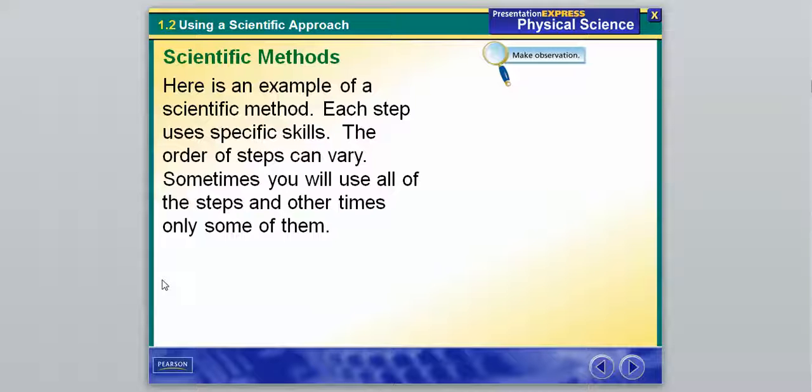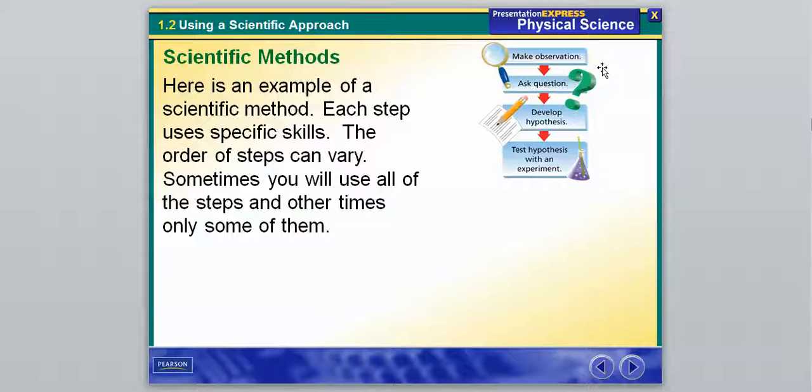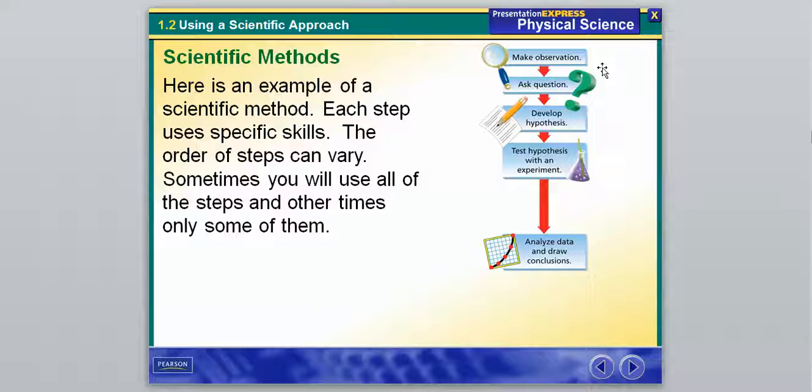The first step, if you look over there on the right, is to make an observation. You're always going to start by making an observation. You have to see something to begin with, and it could be the rain, and you need to figure out what you're going to need to do next. Next one is asking a question, and we're going to get more in depth with these. I'm just going to go through them quickly here. Each one will get their own slide. Then we develop a hypothesis. We test our hypothesis with an experiment. We analyze our data and draw conclusions.